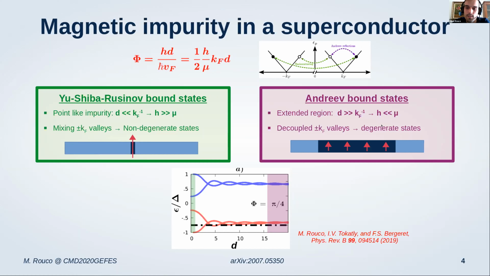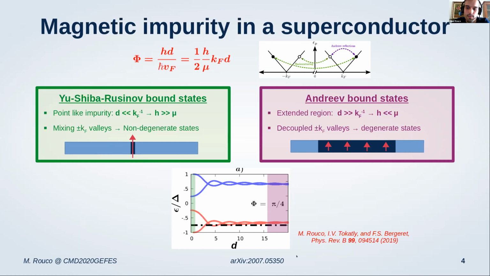On the other hand, we have the opposite limit, where the region is much larger than the Fermi wavelength, and the exchange field in it is weak compared to the Fermi energy. Here, the two Fermi valleys are still decoupled, and we can apply a semi-classical approximation, where we obtain degenerate states due to this valley degeneracy. And this is the way to obtain the Andreev bound states.